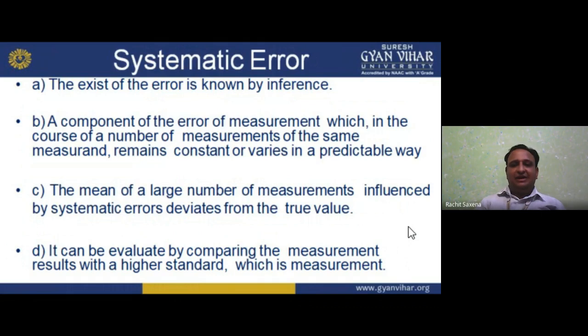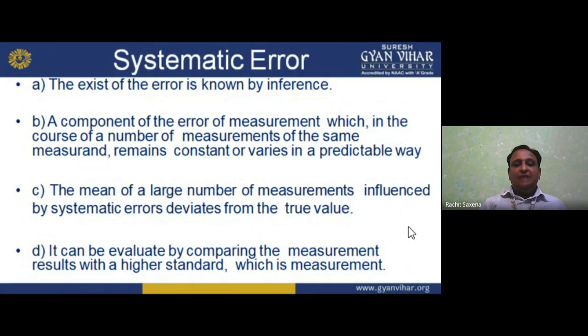Now, systematic error. The existence of the error is known by inference. It is a component of the error of measurement which, in the course of a number of measurements of the same measurement, remains constant or varies in a predictable way. The mean of a large number of measurements influenced by systematic errors deviates from the true value.